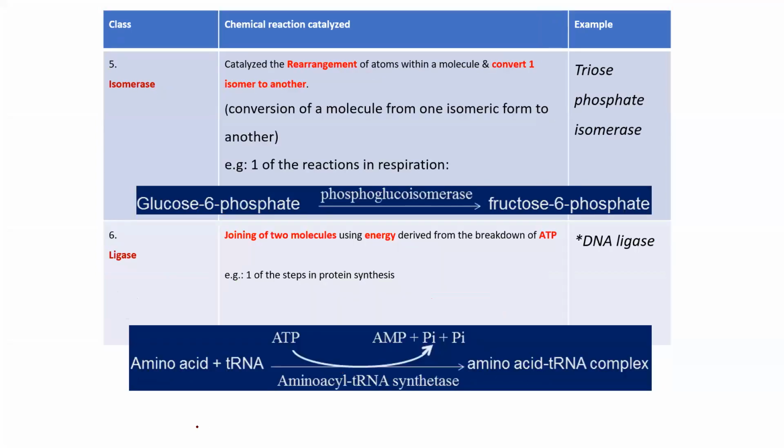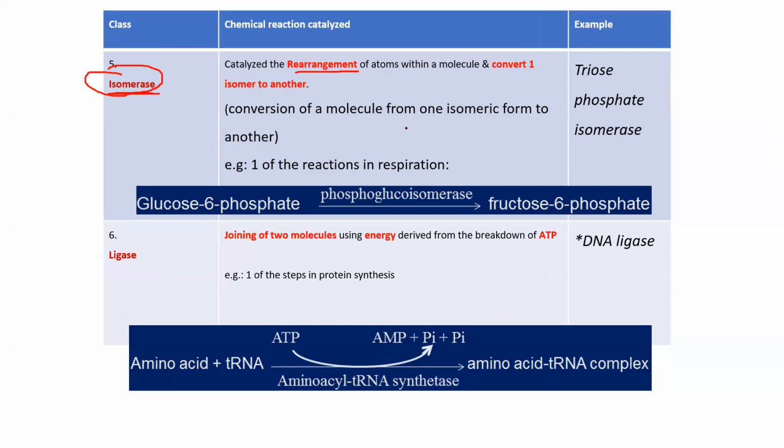Okay, so the next class is isomerase. So nama pun boleh tahu isomerase. To catalyze the conversion of one isomer to another isomer, or catalyzes the rearrangement of atoms within a molecule and convert one isomer to another.